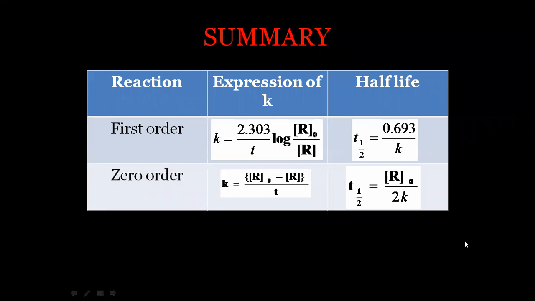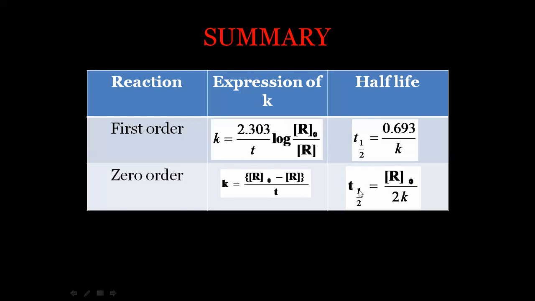And one thing, please note: if you see the half-life of first order and half-life of zero order, the half-life of first order is independent of initial concentration. Can you see? There is no initial concentration. And the half-life of a zero order reaction is dependent on initial concentration, and it is directly proportional to initial concentration. That means if your initial concentration is high, half-life will also be more, and if your initial concentration is low, half-life will also be less.